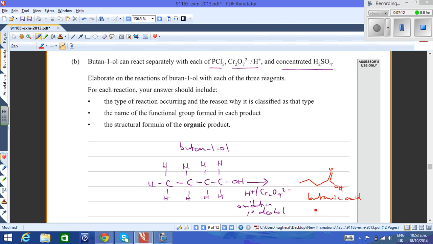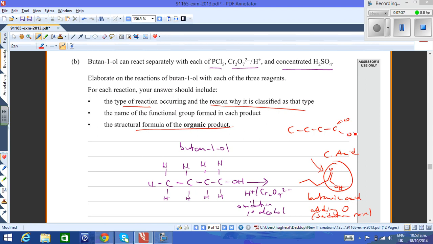And it's an oxidation reaction because you're adding oxygen. So that's the first one. So we've stated the type of reaction, we've given the reason why it's classified as an oxidation reaction, we've named the functional group, a carboxylic acid, and the structural formula of the organic product. If you want to give more detail, you can just draw that in a bit more detail. So the full structural formula is that right there.